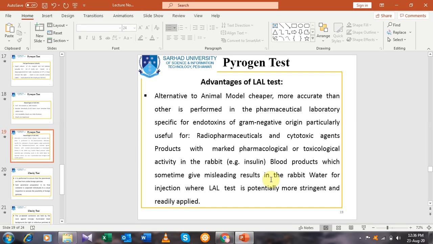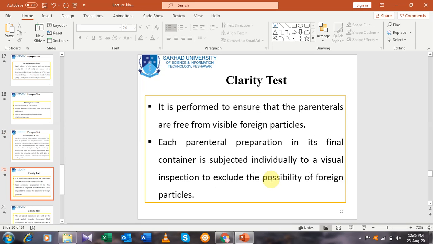Another test that we perform is the clarity test. The clarity test is also performed as a process quality control test for the parenterals, and it is performed to ensure that the parenteral or derived products are free from visible foreign particles, because there should be no visible foreign particles.